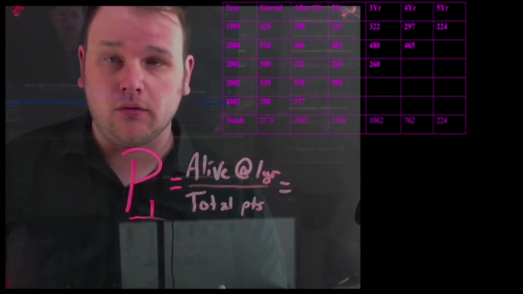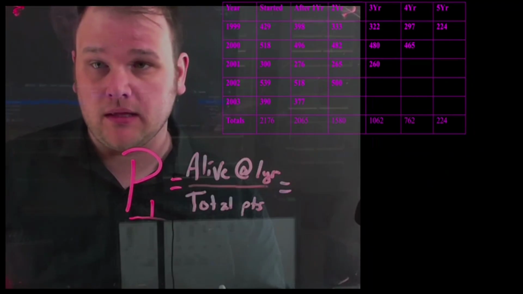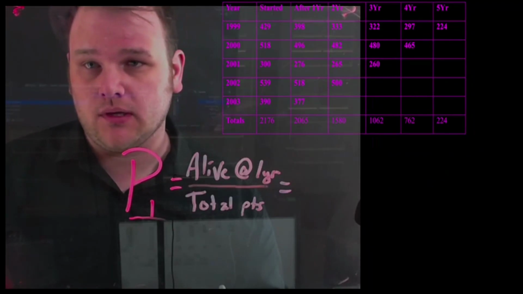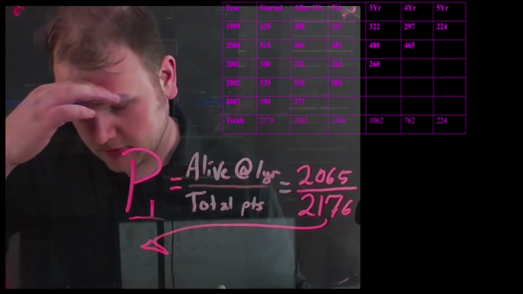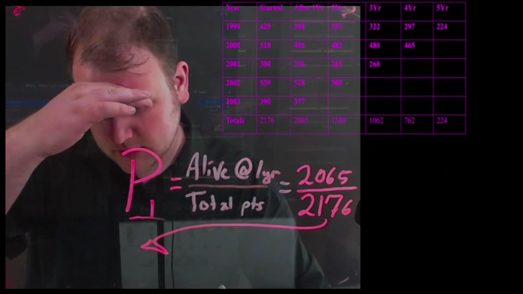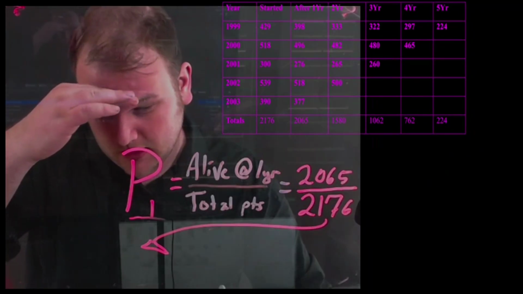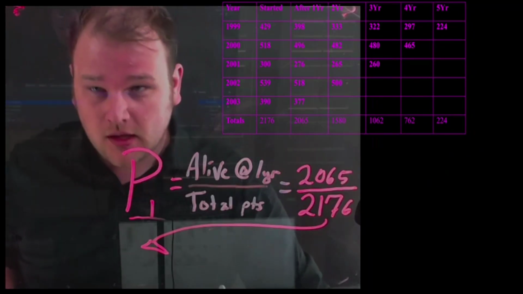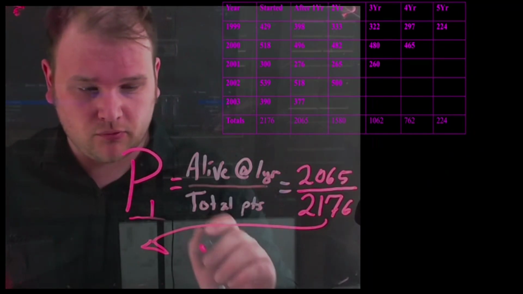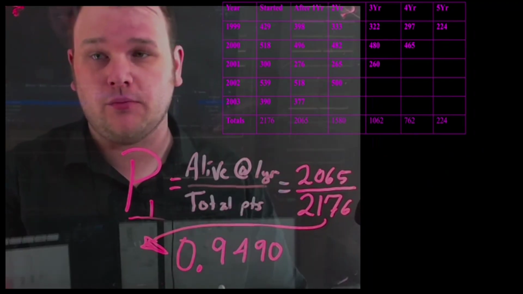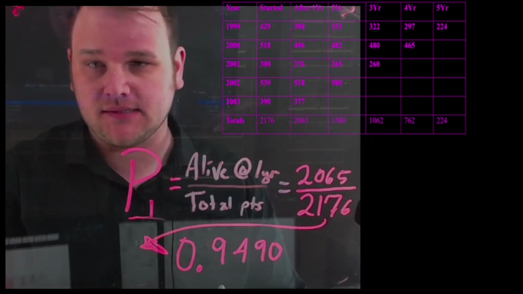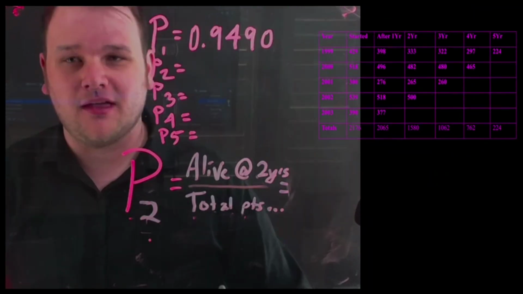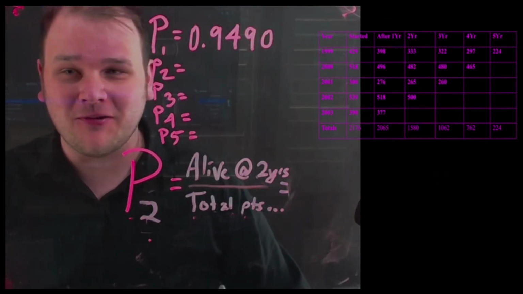Okay, I just added the totals here for convenience, so it will be alive after 1 year, 2065 over 2176. And that equals, let me do it in my head really quick, 0.9490. We'll just do 4 decimal points. So we have 94.9% survival rate in the first year. Okay, congrats, we've made it about 1/5 of the way through.